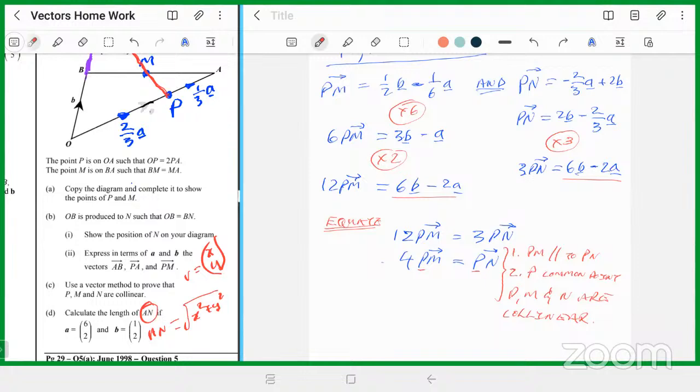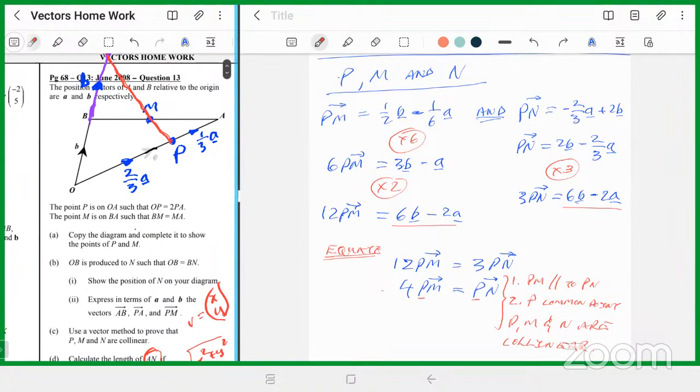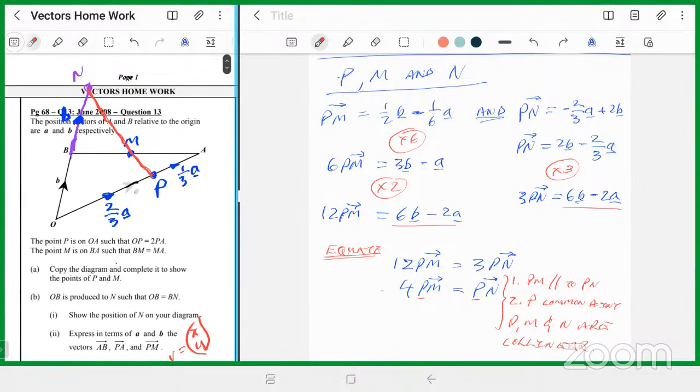Everybody okay with that? Yes, sir. All right, so on to the vector AN now. AN, that's from here to here. We need that vector AN.